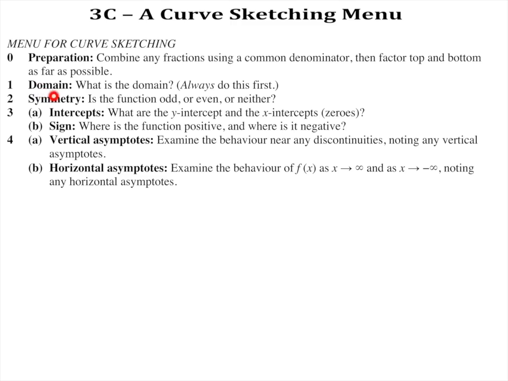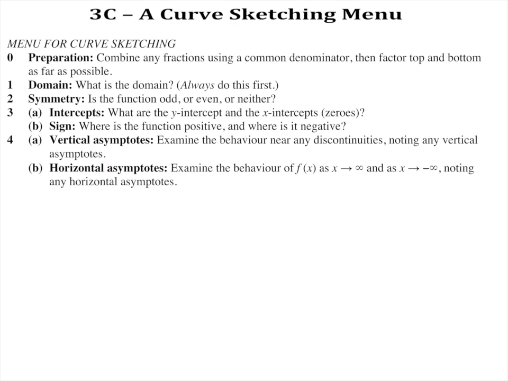First of all, we find the domain. Secondly, we look to see whether the function's odd or even or neither. Thirdly, we find any intercepts and draw a sign diagram or table. Fourthly, we find any vertical and horizontal asymptotes, and then we go about sketching it.